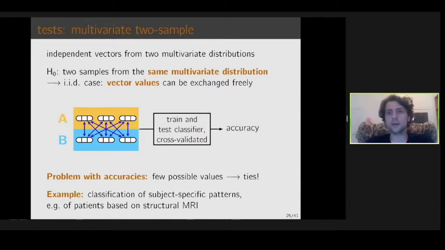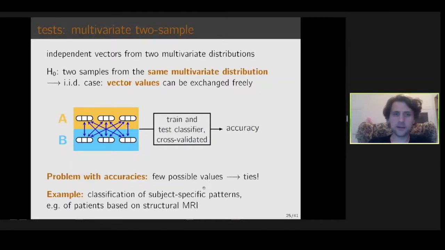This can also be extended to a multivariate case, where we are now assuming that independent vectors, so vector-valued random variables, come from two multivariate distributions, and the null hypothesis analogously would be that the two samples come from the same multivariate distribution. In the IID case, vector values can again be exchanged freely, and after exchanging the values, we would train and test a classifier in a cross-validated fashion, which would give us a decoding accuracy as a test statistic.